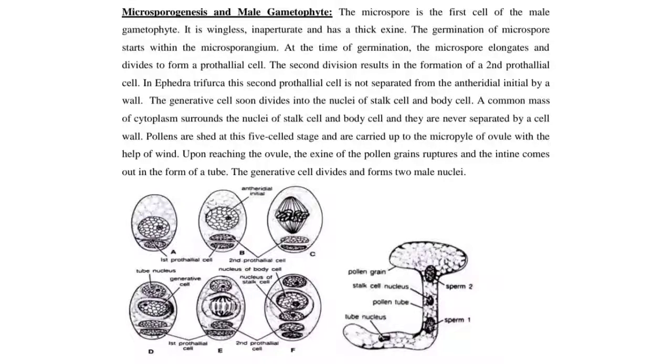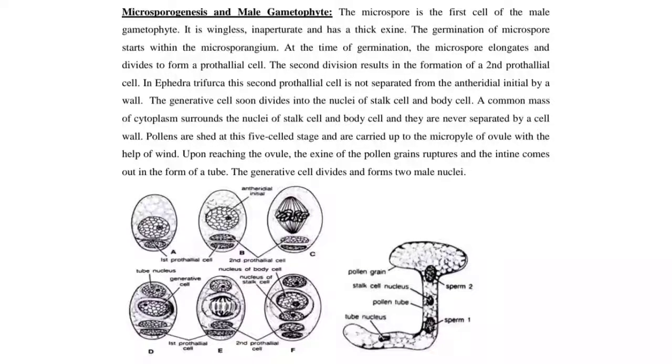At the time of germination, the microspore elongates and divides to form a prothallial cell. The second division results in the formation of a second prothallial cell. In Ephedra trifurca, the second prothallial cell is not separated from the antheridial initial by a wall. The generative cell soon divides into the nuclei of stalk cell and body cell.